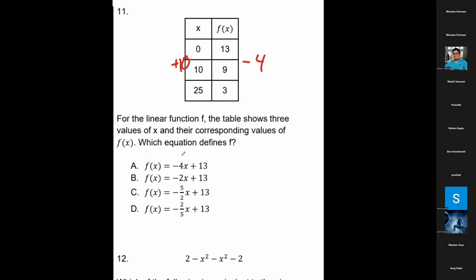10 here would be negative 40, so the answer can't be A. 10 here would be negative 20. The slope here would be 5 times 10 is 50 over 2. That would just be way too big. And then for this one, 10 times 2 is 20 divided by 5 is negative 4, which is what we want to get. So the correct answer is choice D.